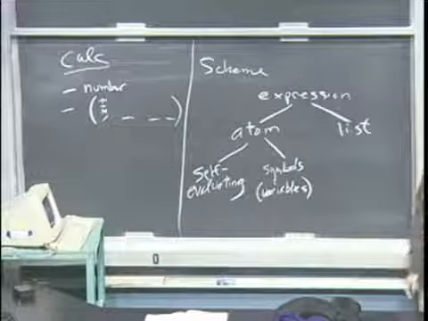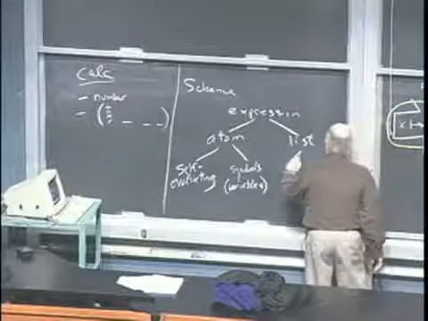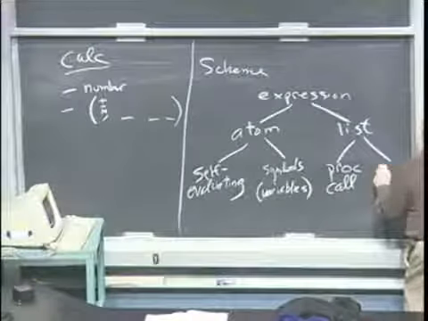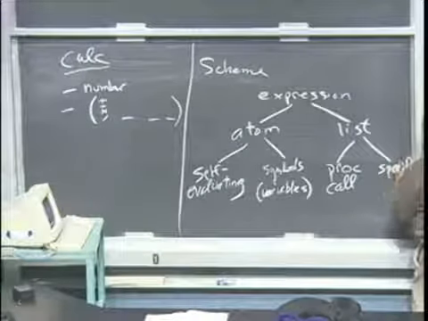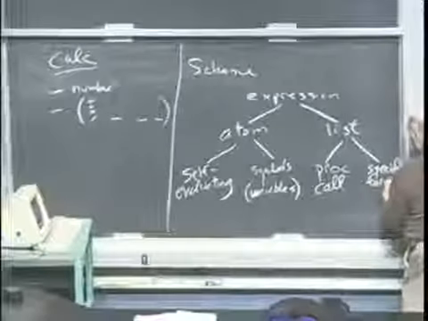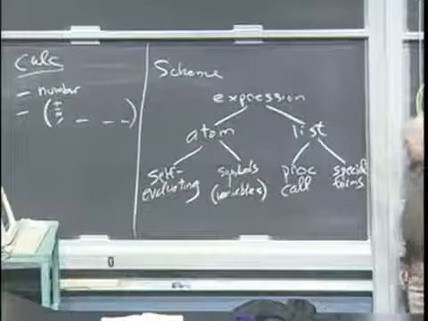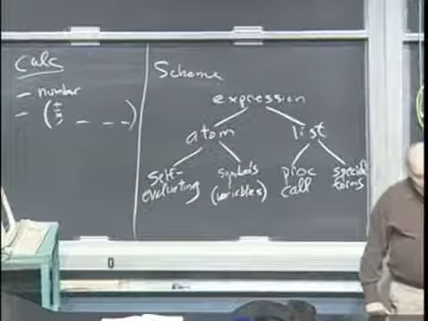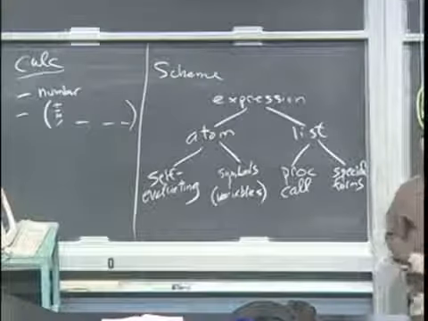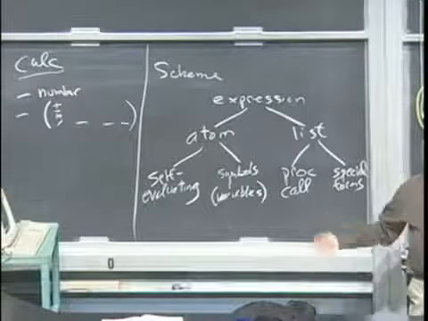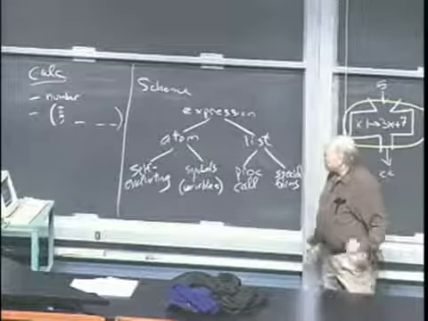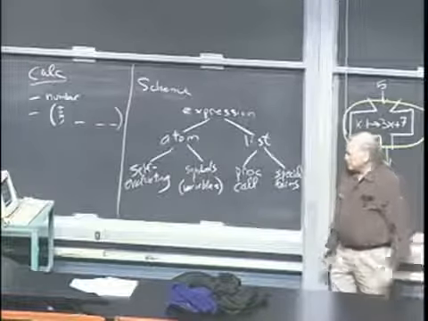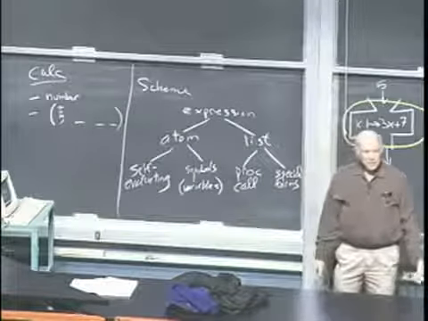If an expression is a list, there are two kinds. And they are procedure calls and special forms. So it's a special form if the car of the list is a keyword. Keywords are the names of special forms. They're things like lambda and define and if and cond and so on. So if the car of a list is a keyword, then the list as a whole is a special form that has special evaluation rules. Otherwise, if it's anything else, it has to be a procedure call.